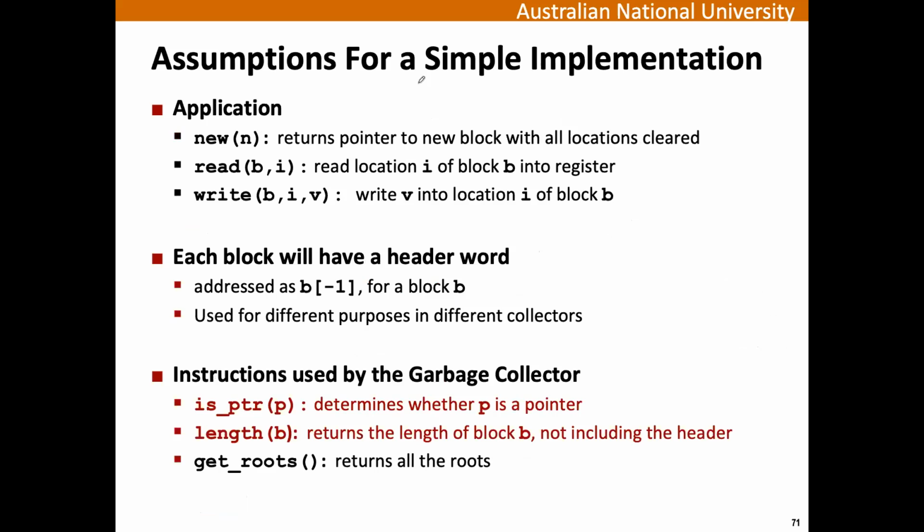So, assumptions for a simple implementation. We need some discipline from the programmer in their use of the pointers. We have a new function that returns a pointer to the new block. Then we can read any field in the block using the read function, and write any value at any specific location in the block, and we can get the header by doing simple pointer arithmetic. Assuming that we have a magical function called isPointerP that can tell us with certainty that this pointer is indeed a pointer to an allocated block.